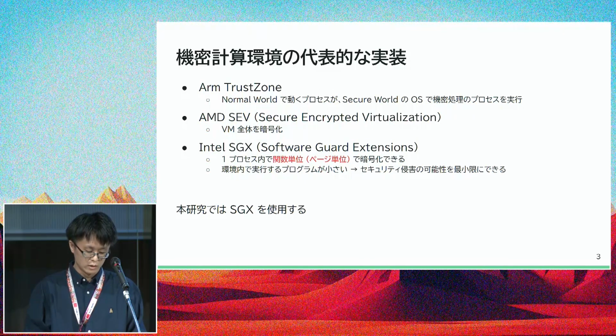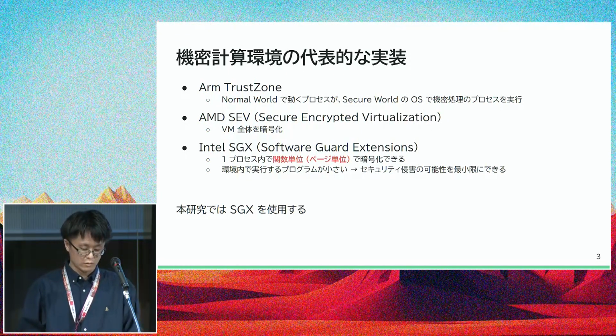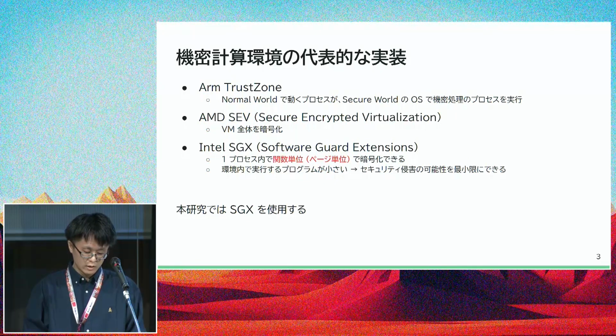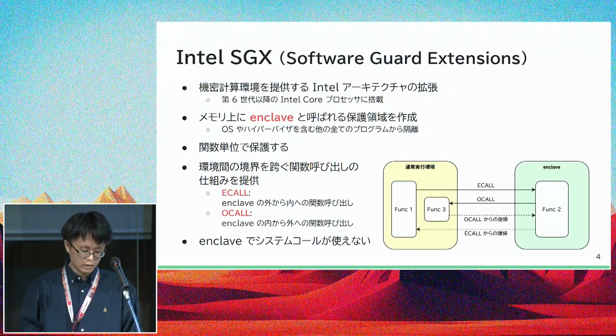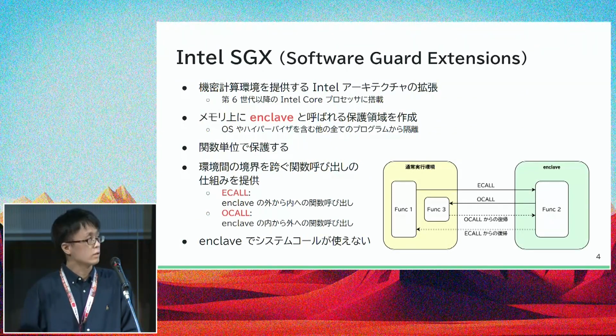Intel processors provide Software Guard Extensions, SGX, inside one process, and a specific function can be implemented in the confidential environment. SGX is compared with SEV, and the programs run in that confidential environment can be made smaller inside. Therefore, the vulnerability risk is minimized. That is the biggest benefit we can gain. Intel SGX was chosen in my research for executing this concept.